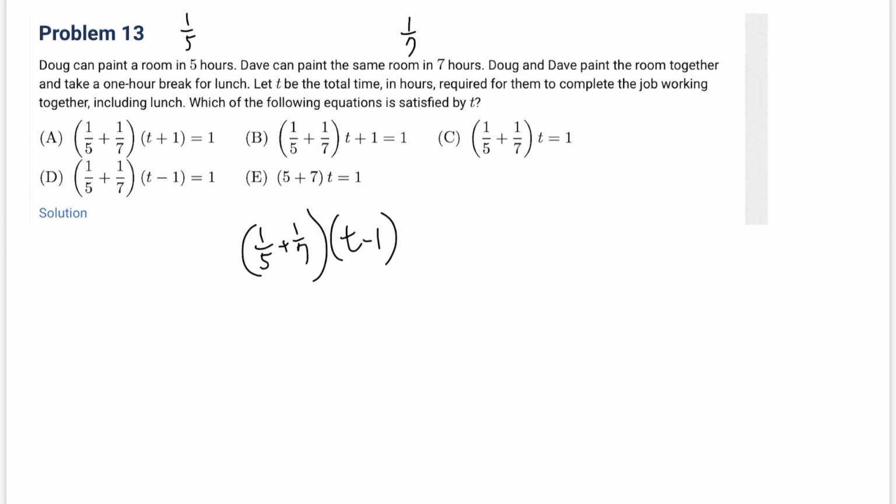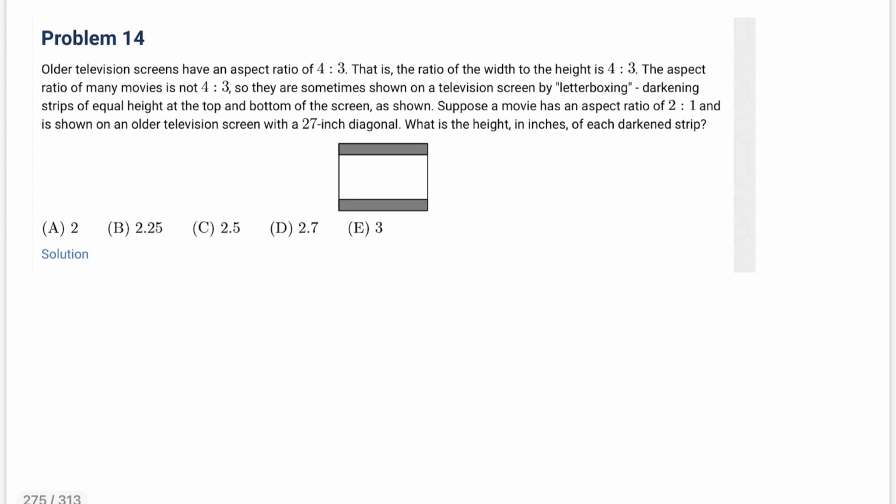Like this. So this would be D. Number 14, older TV screens have an aspect ratio of 4 to 3. That is, the ratio of the width to the height is 4 to 3. The aspect ratio of many movies is not 4 to 3, so they are sometimes shown on television screens by letterboxing, darkening strips of equal height at the top and bottom of the screen as shown.